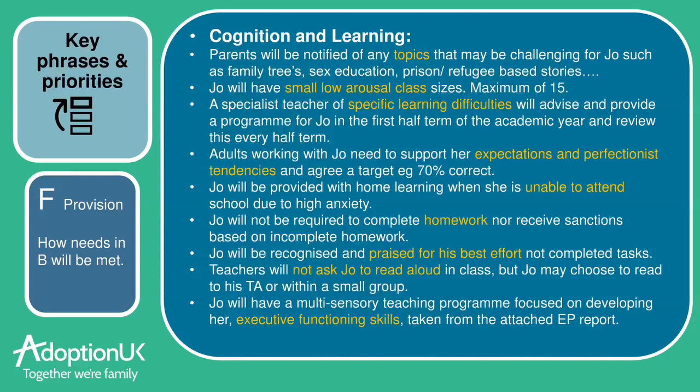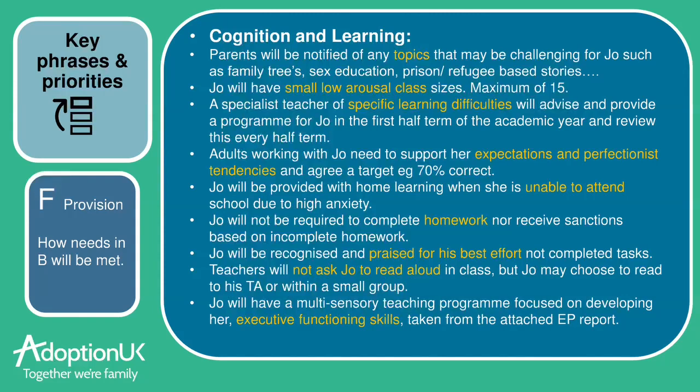Okay, moving on, adults. Adults working with Joe need to support her expectations and perfectionist tendency and agree a target, e.g. 70% of work is correct. The difficulty that many of our children have: want things to be perfect all the time. Their expectations on their self or their expectations to be the same as their peers can be really demanding on them and overwhelm them.